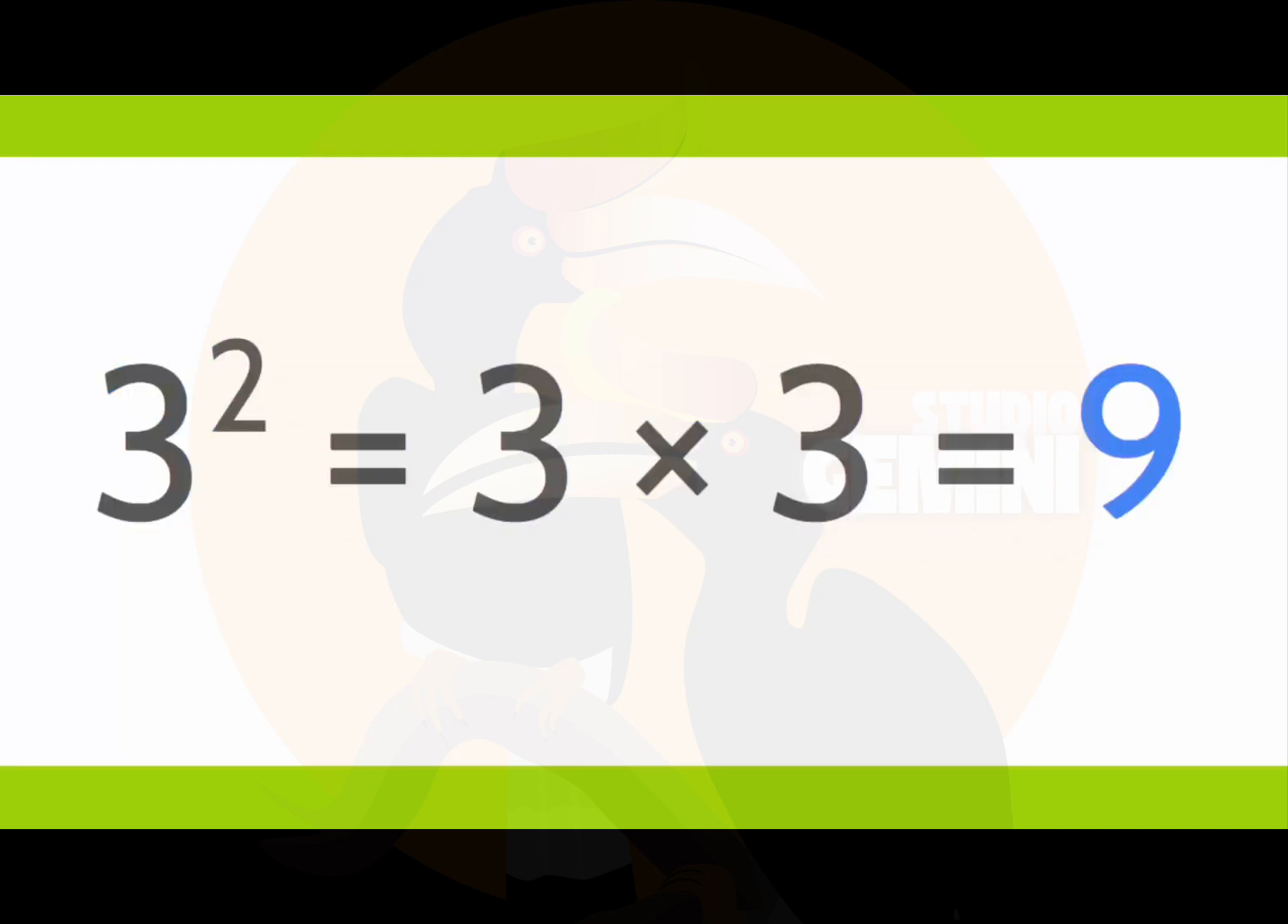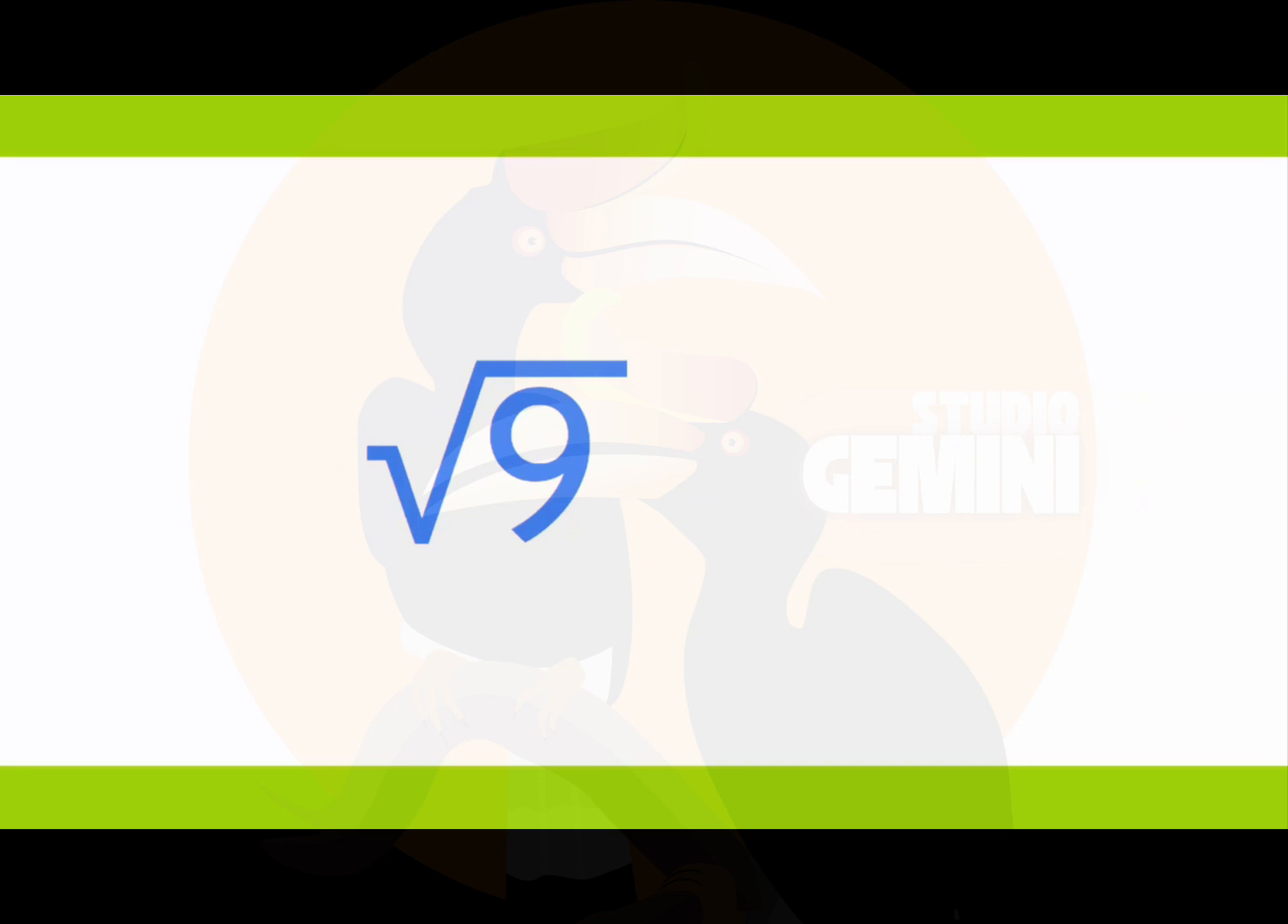Now, just like other mathematical operations, there is an inverse operation for squaring a number, and that is to take the square root. Recall that when you take the square root of a number, we are asking ourselves what number squared, or what number times itself, equals the number under the square root sign. So what number squared equals 9? 3 squared equals 9, so the square root of 9 is 3.